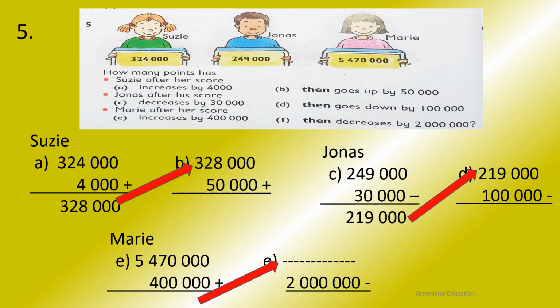Then F1 says, then decreases by 2 million. So I have put an arrow, you have to put the answer in that blank place. After that, you have to subtract 2 million from the answer. Then you will get the final answer for F1.